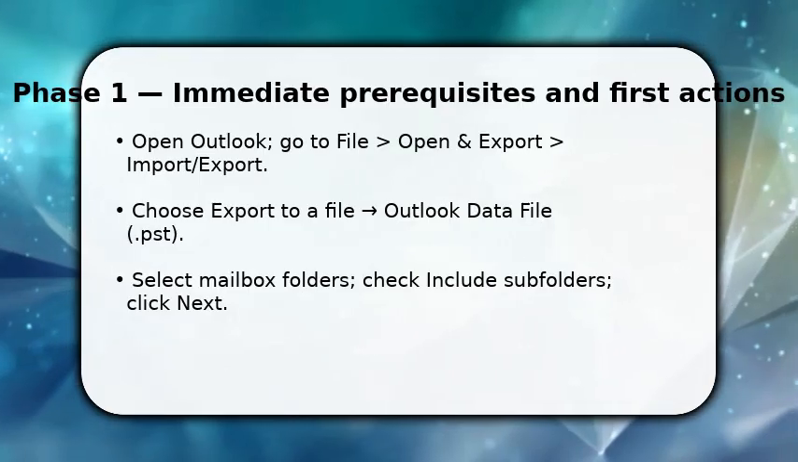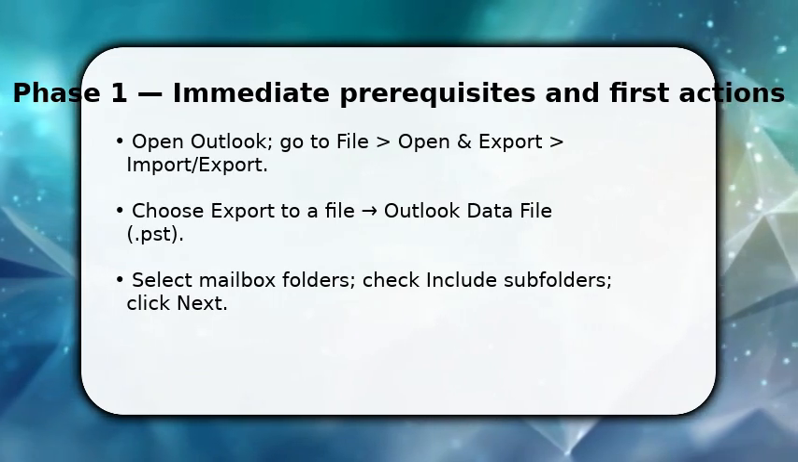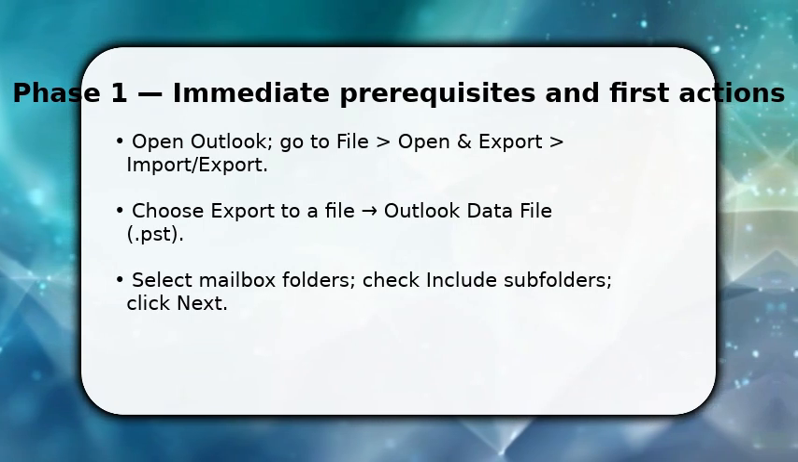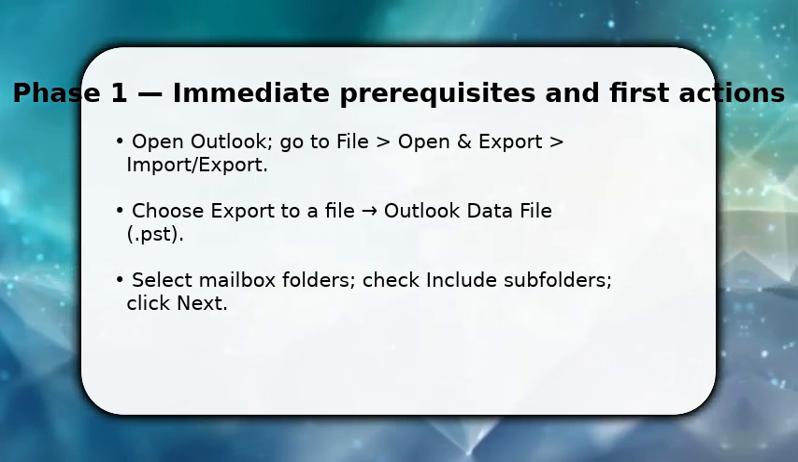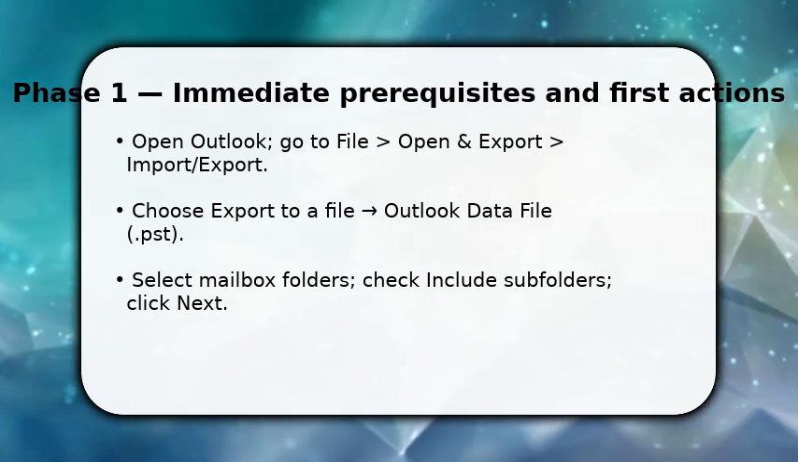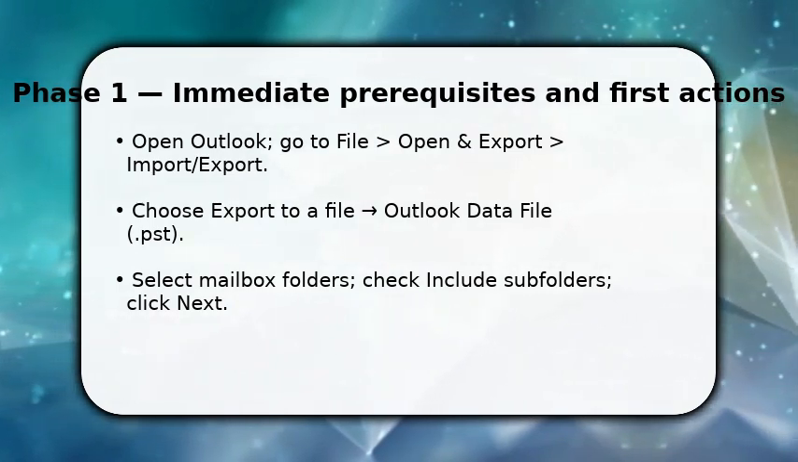You start inside Outlook because this is where your PSD lives. Open File, then Open and Export, and launch Import/Export. Choose Export to a file and pick Outlook Data File, PSD. That creates a portable copy of your mail, contacts, and calendar.